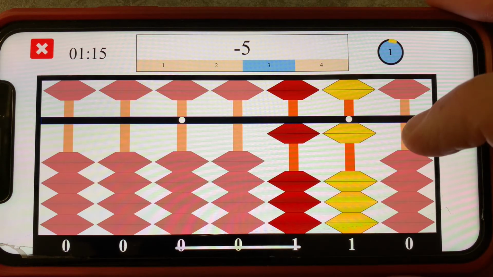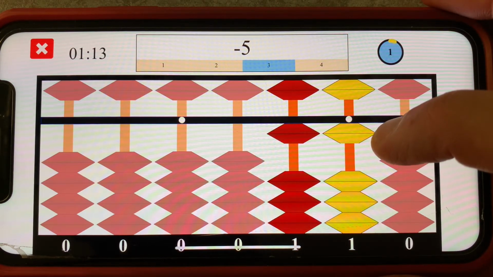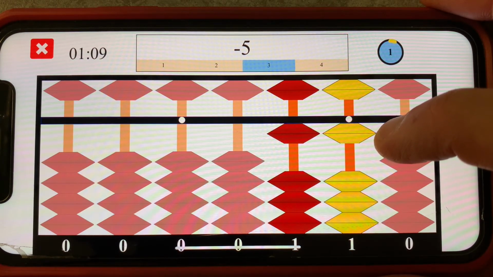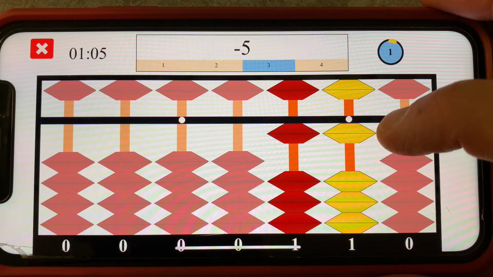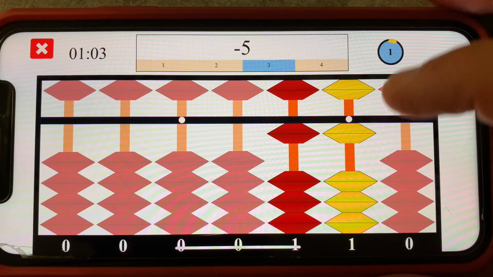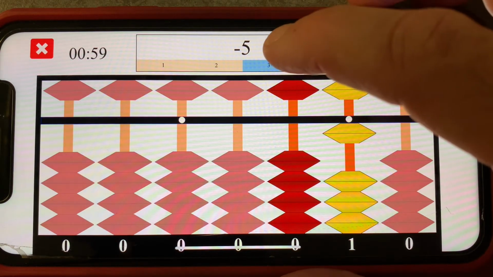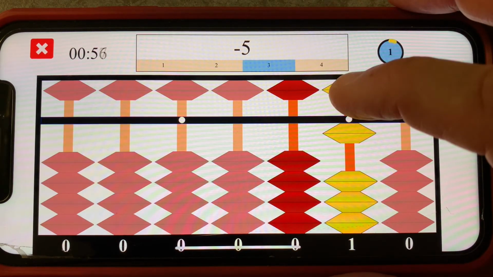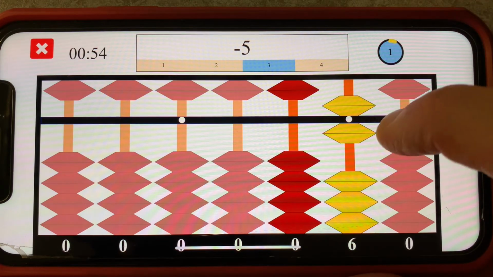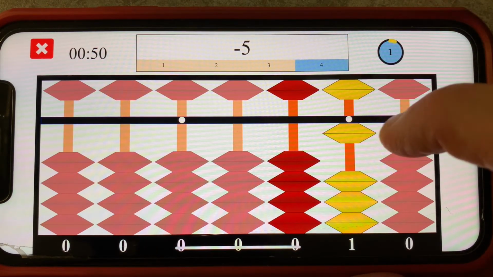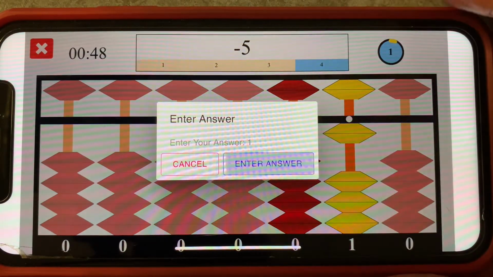Next, I want to subtract 5. Well, I only have 1 bead touching the reckoning bar here, which is not enough to subtract 5. So that's the condition to use our 10-pair subtraction rule. We subtract 1 from the next rod left, and then we add 5's 10 pair, which is also 5. And finally, we subtract 5 for a final answer of 1.